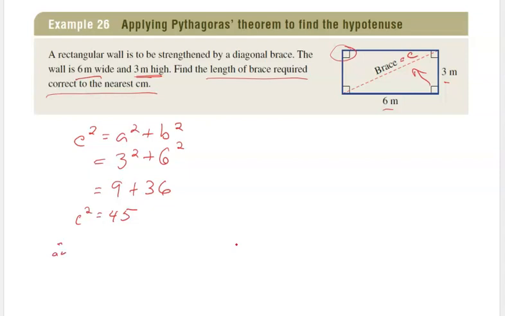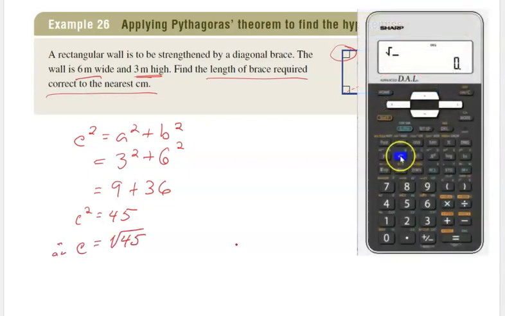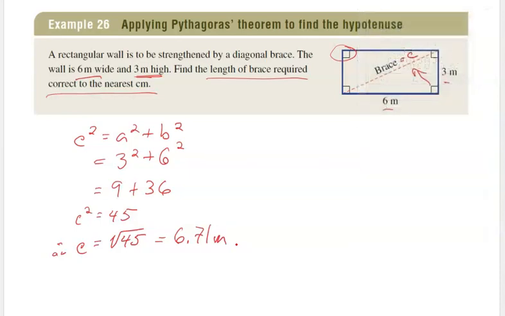Therefore, c itself is the square root of c squared, and the square root of 45 gives us 6.71 meters. And our calculator will have some more numbers flying around, but remember we're asked to find this to the nearest centimeter, so we're going to multiply that by 100. Therefore, we have 671 centimeters.